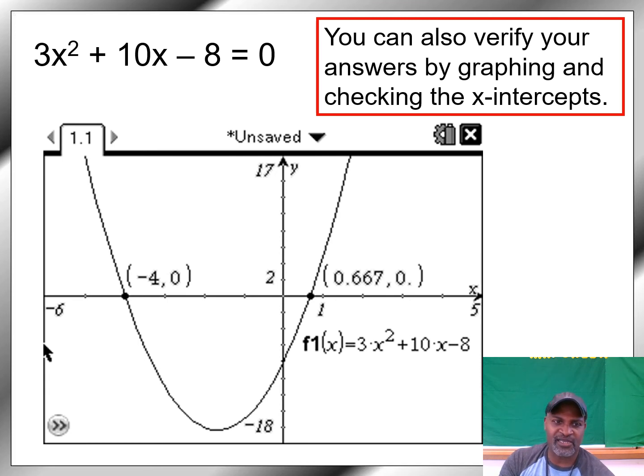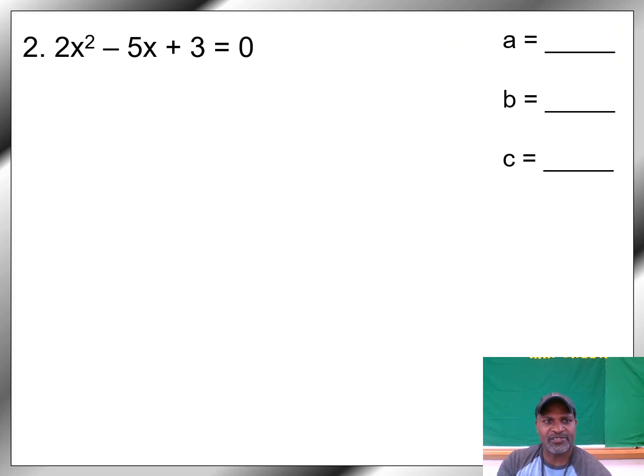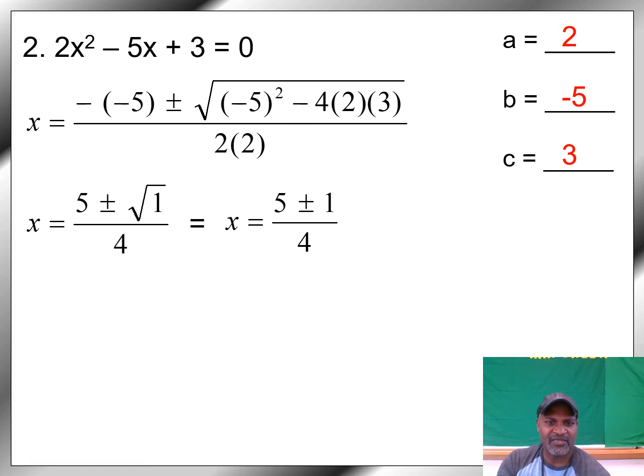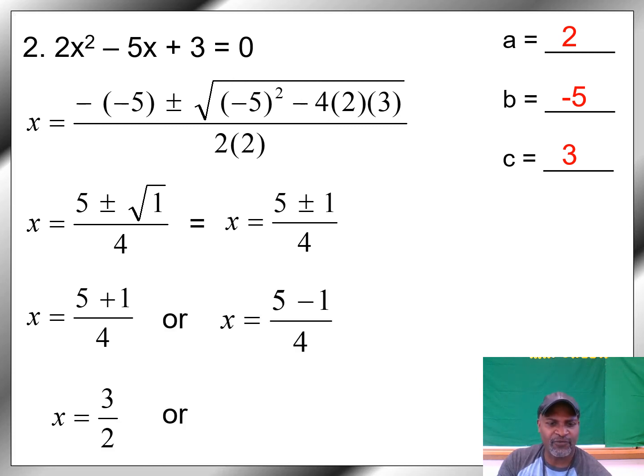You can also check by graphing. If you graph, you'll see that one intercept is at negative 4, and the other one is at the decimal approximation for 2/3. So let's do the same thing with this example. All right, substitute. Well, actually, pick out A, B, and C. All right, substitute, simplify. You end up with this. And so you got 6 over 4 or 4 over 4, which reduces to 3/2 and 1.